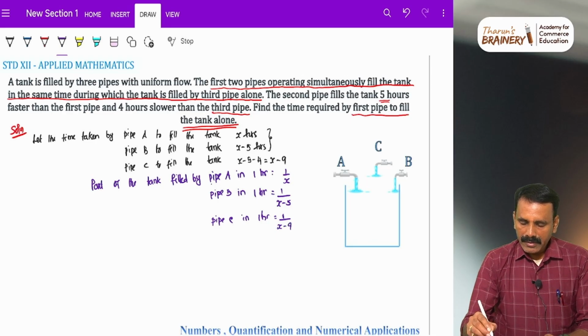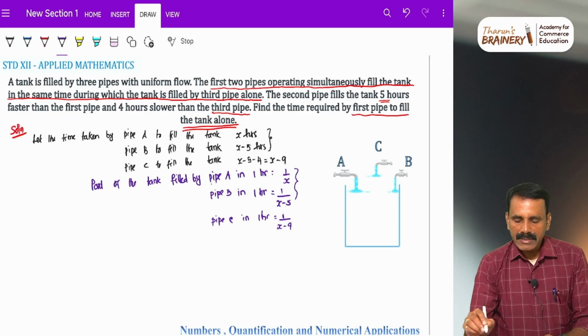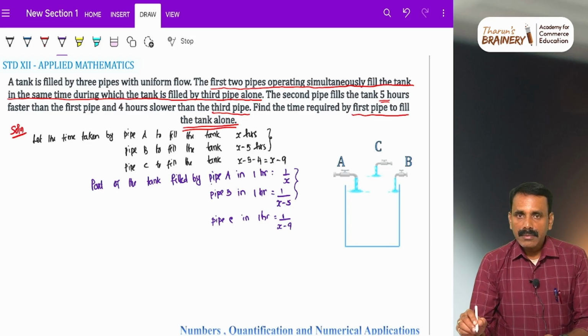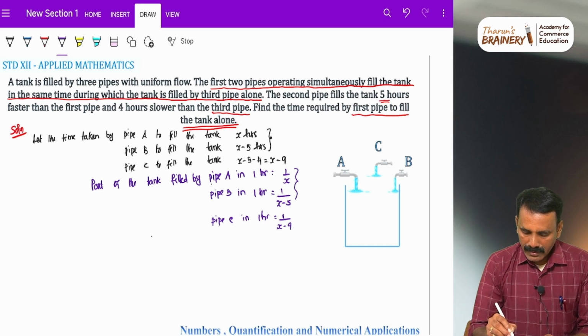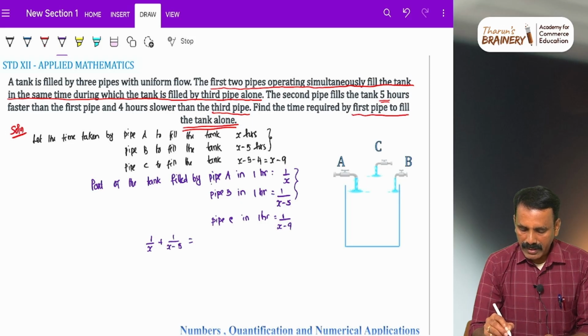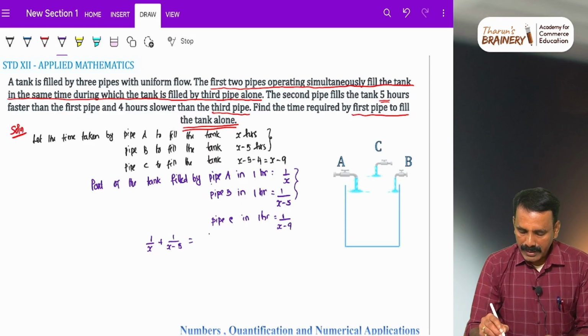Now, by the data given, A and B take the same time as pipe C. Okay. That is 1 by x plus 1 by x minus 5. When they are operated together, it takes the same time as when pipe C is operated alone, that is 1 by x minus 9.